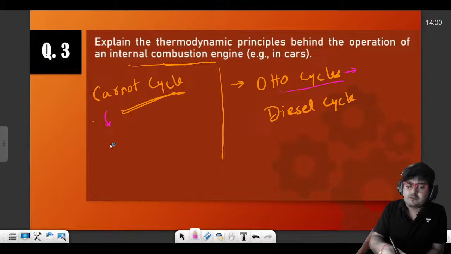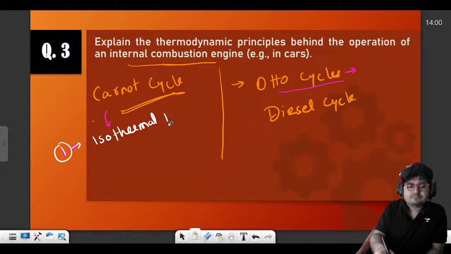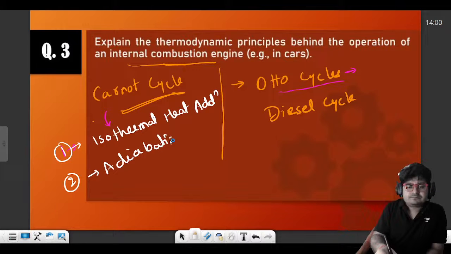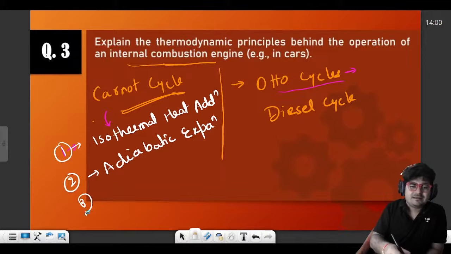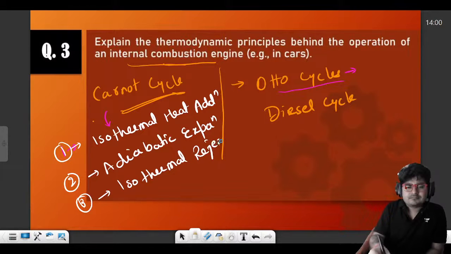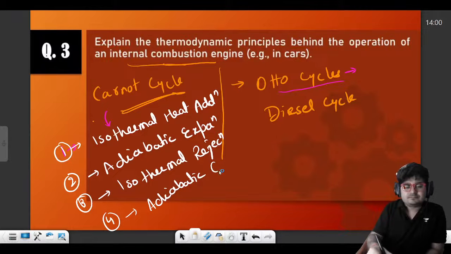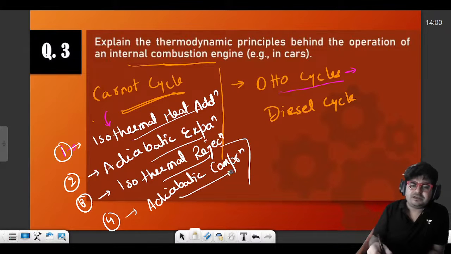Like in Carnot cycle, you know there are four steps. First is isothermal heat addition, then adiabatic expansion, third, isothermal heat rejection, and fourth, adiabatic compression. This is the Carnot cycle: isothermal heat addition, adiabatic expansion, isothermal heat rejection, and adiabatic compression.